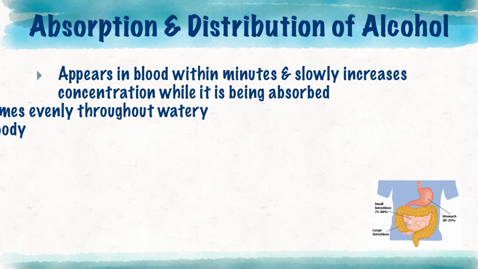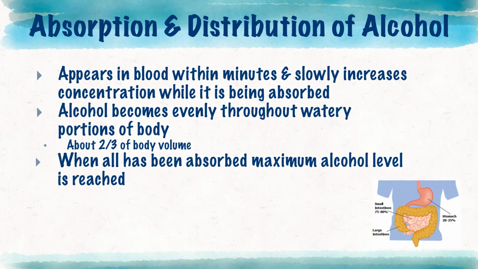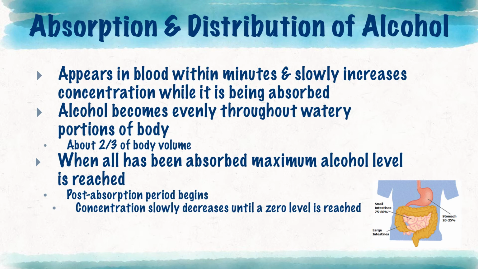If we look at absorption and distribution of alcohol, it appears in the blood within minutes after consuming, and it slowly increases in concentration while it's being absorbed. Alcohol becomes evenly distributed throughout the watery portions of the body, so about 2/3 of the body's volume. When all of the alcohol has been absorbed, we have what's called the maximum alcohol level. From that moment on, the post-absorption period begins, in which the concentration slowly decreases until a zero level is reached.